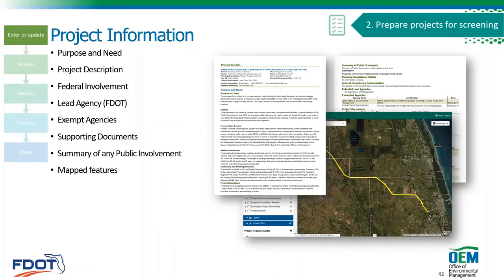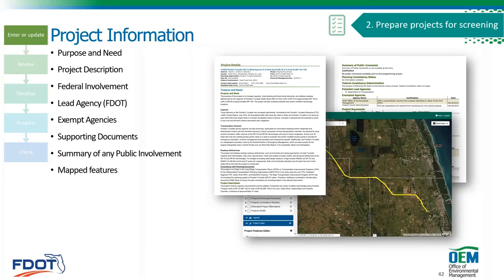In most cases, yours will be state funded. You indicate the lead agency. For a state project, FDOT is the lead agency. For a federal project, it would be OEM. Exempt agencies are those that don't need to see this. For example, the Coast Guard, if you're in the middle of downtown with no waterways that might be navigable, you could exempt them. So certain agencies that there's no involvement can be exempt from the review.